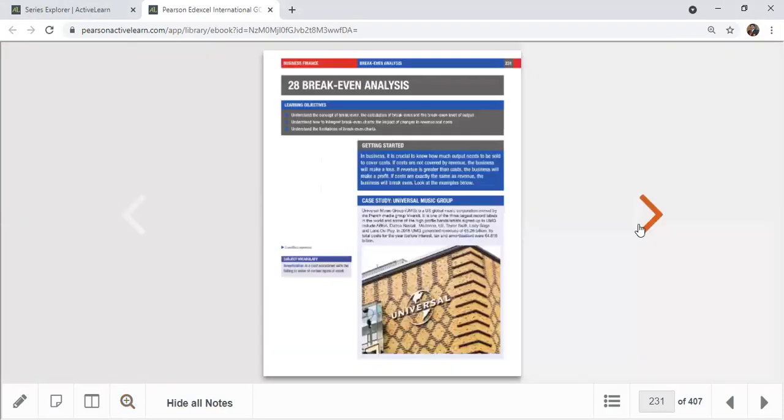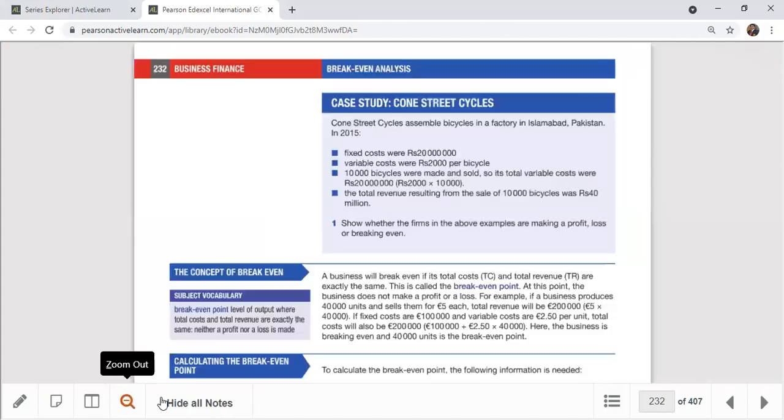And the second case study, you can see the bicycle shop, Street Cycle shop. You can see the firm example. For total cost, you can calculate: 20 million is their fixed cost, and variable cost is 2,000 per bicycle. They are making 10,000 bicycles, so the total variable cost is 20 million. Then fixed cost 20 million, variable cost 20 million, total cost is 40 million. We can see fixed cost plus variable cost.